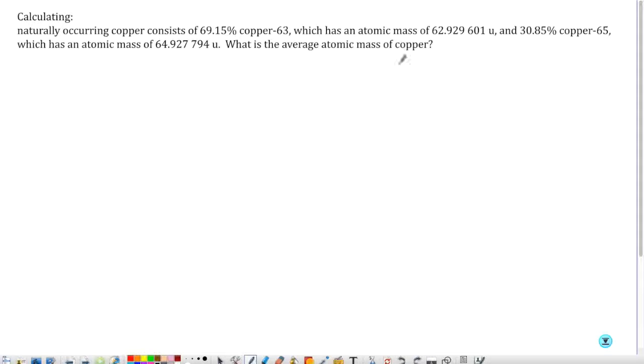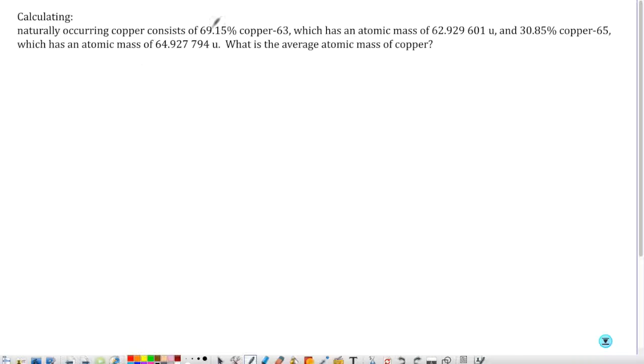Okay, so here's the problem. Naturally occurring copper consists of 69.15% copper 63, which has an atomic mass of this huge thing, and 30.85% copper 65, which has an atomic mass of all that stuff. What is the average atomic mass of copper?